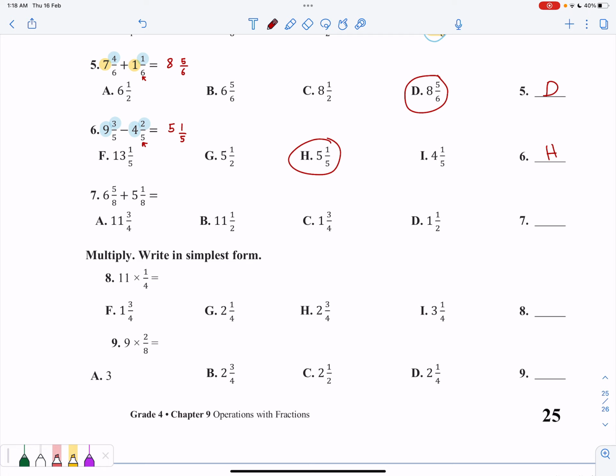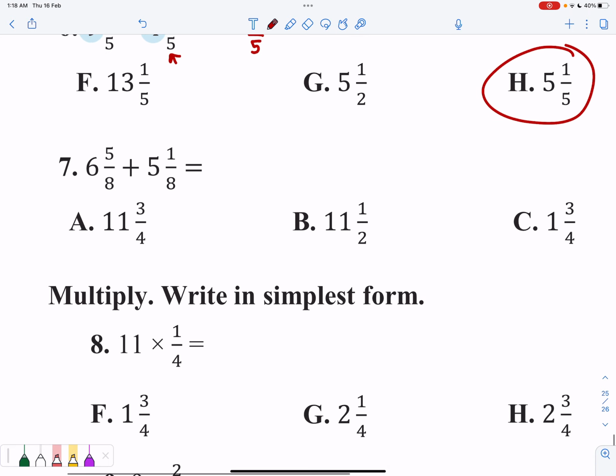Okay, question number 7. 6 plus 5, and we have fractions as well. So we will add the whole numbers and the fractions. First we have 6 plus 5, that is equal to 11. And for the fractions, I have 5 plus 1, that would equal 6, over the same denominator, which is 8. So 6 over 8.